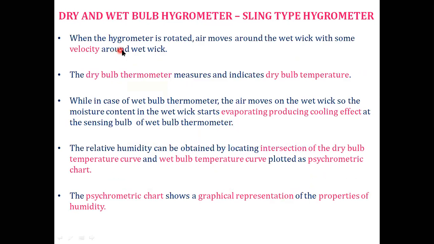Here, when the hygrometer is rotated, air moves around the wet wick with some velocity. Due to that rotation, some velocity is there for the wet wick. The dry bulb thermometer measures and indicates the dry bulb temperature, while in the case of the wet bulb thermometer, the air moves on the wet wick, so the moisture content in the wet wick starts evaporating, producing a cooling effect here.